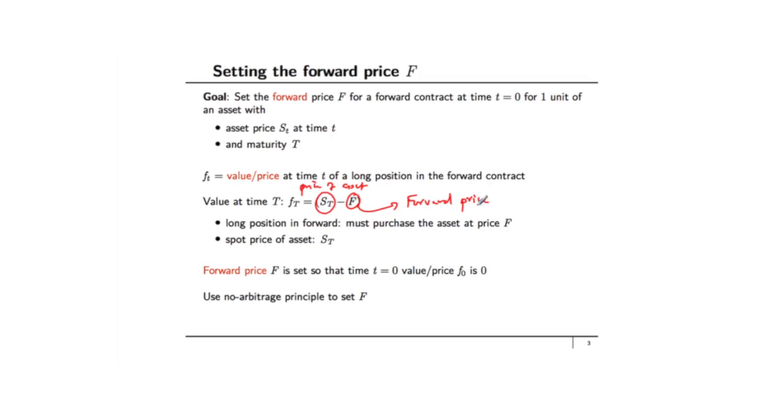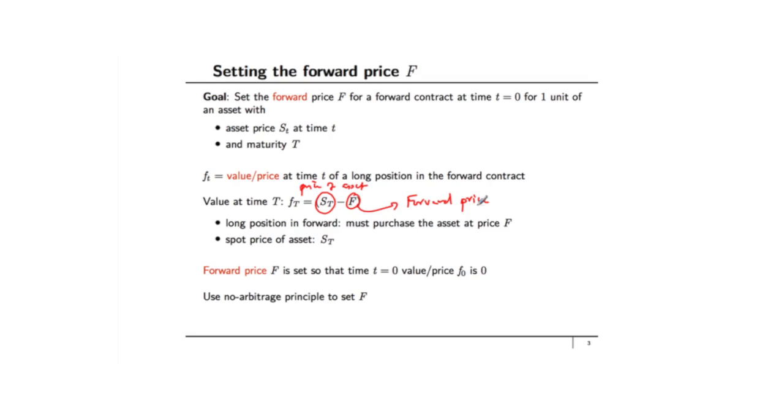And why is this exactly the value of the forward contract at time capital T? This is because in a long position in the forward, you must purchase the asset at price capital F. You can immediately sell that in the market at a spot price of S_T, so you make the difference. If the forward price happens to be greater than S_T, you make a loss. If the forward price happens to be less than S_T, you make a profit.